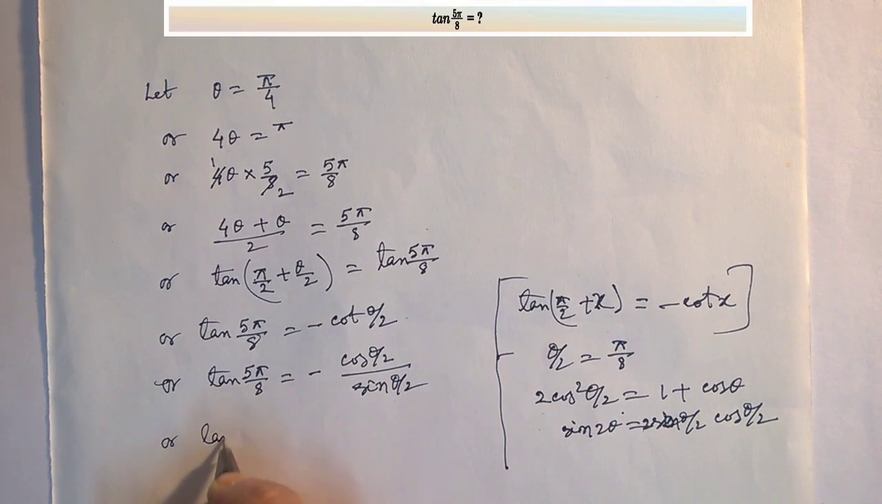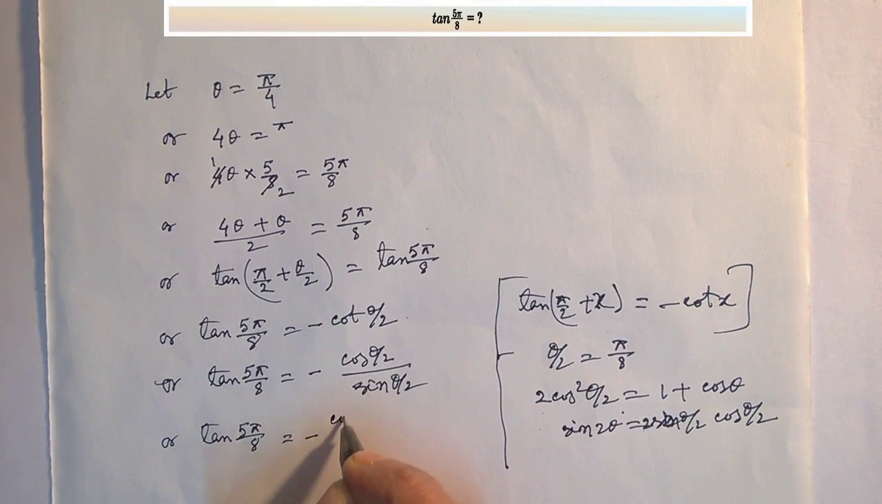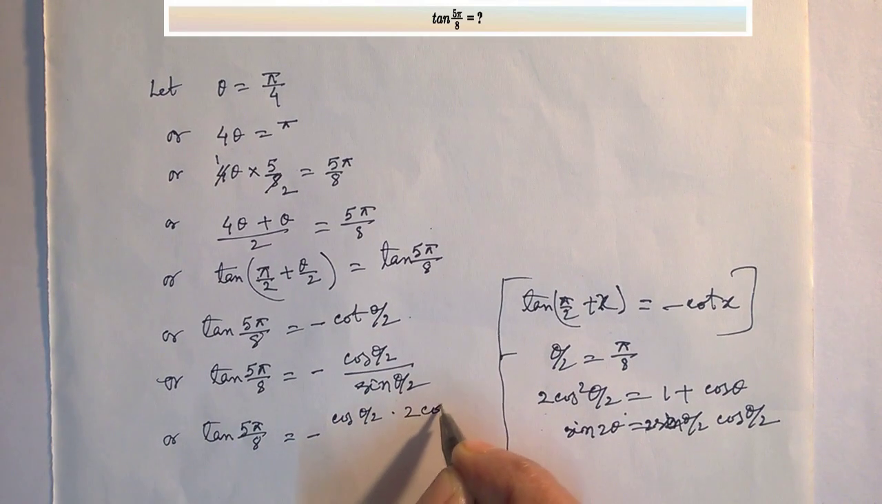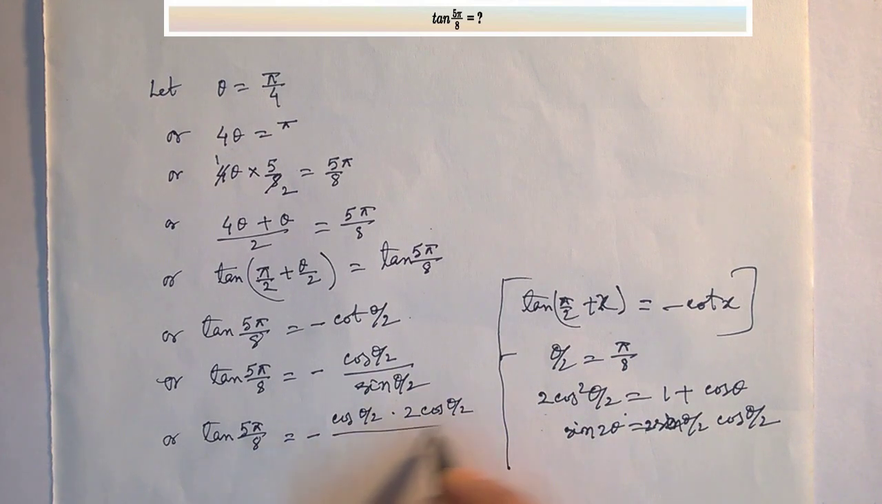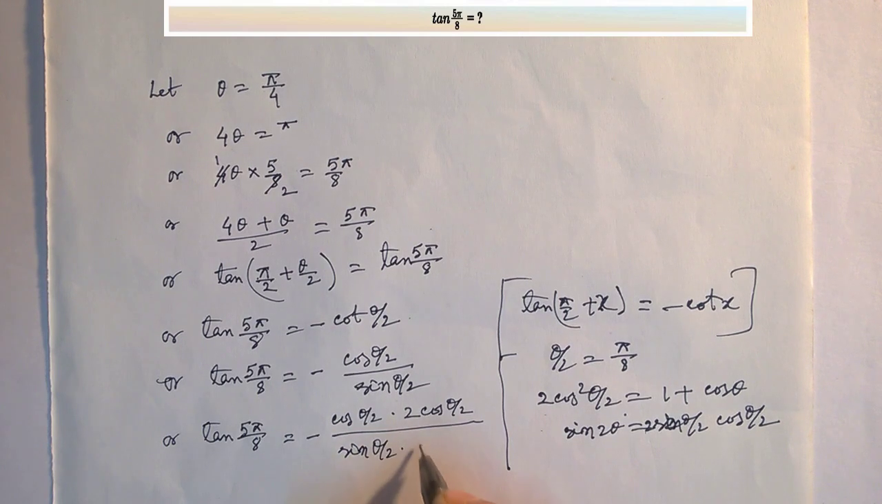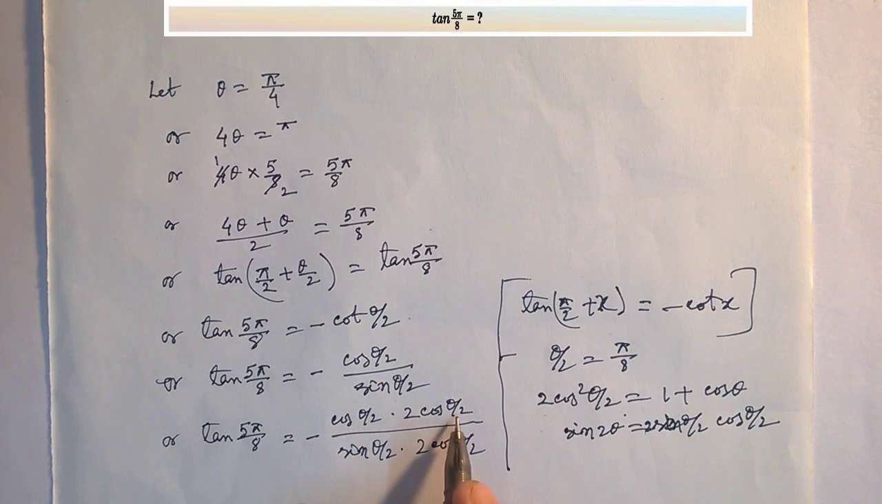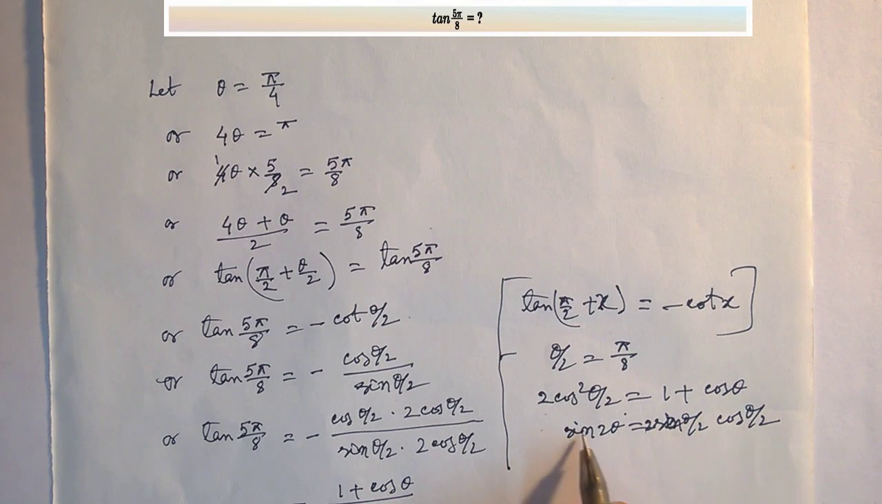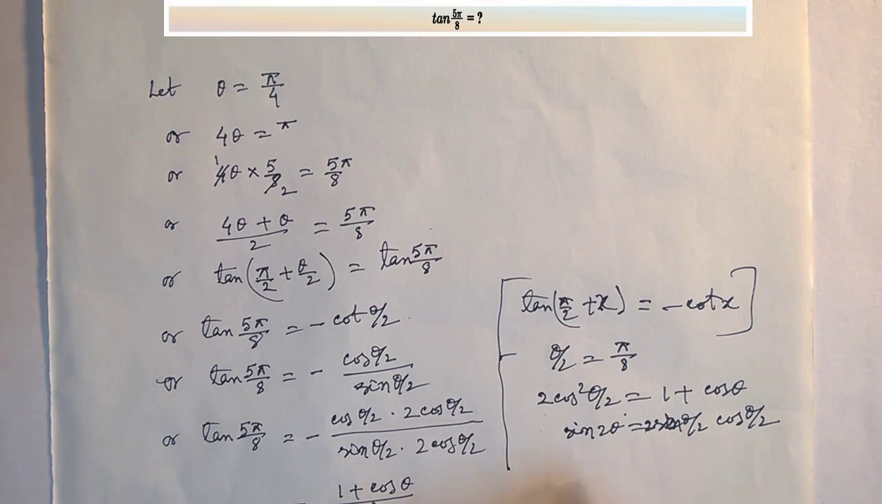So writing tan 5 pi by 8 is equal to minus cos of theta by 2 into 2 cos theta by 2, not square. After simplification it will be 2 cos square theta by 2 over sin theta by 2 into 2 cos theta by 2. So numerator is 2 cos square theta by 2, that means 1 plus cos theta. Denominator 2 sin theta by 2 cos theta by 2, that means sin 2 theta, that is actually sin theta.